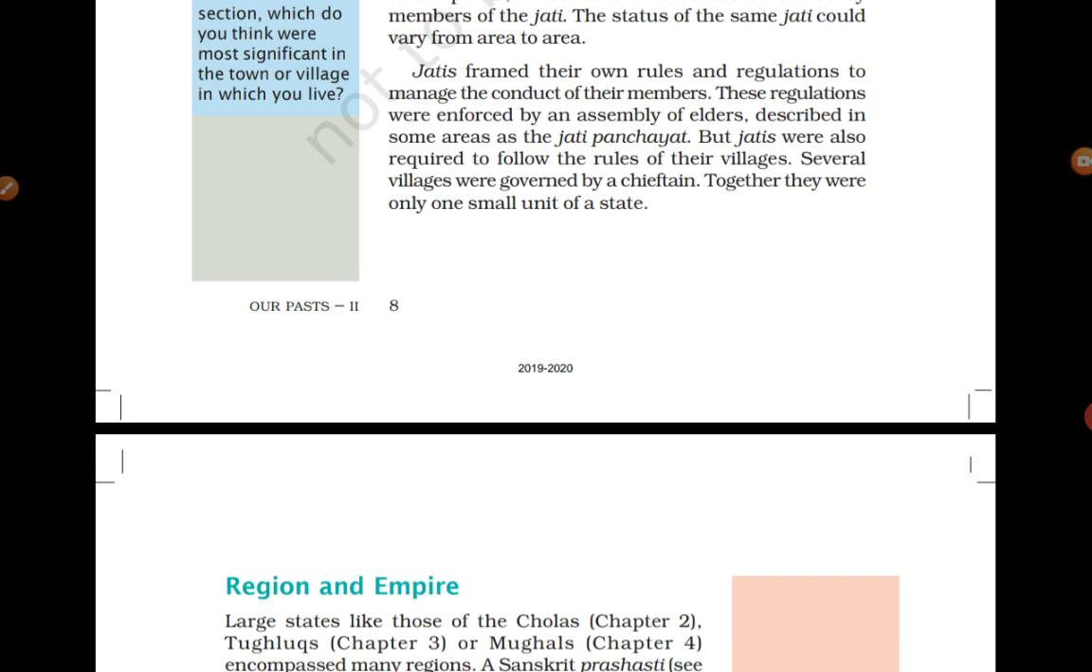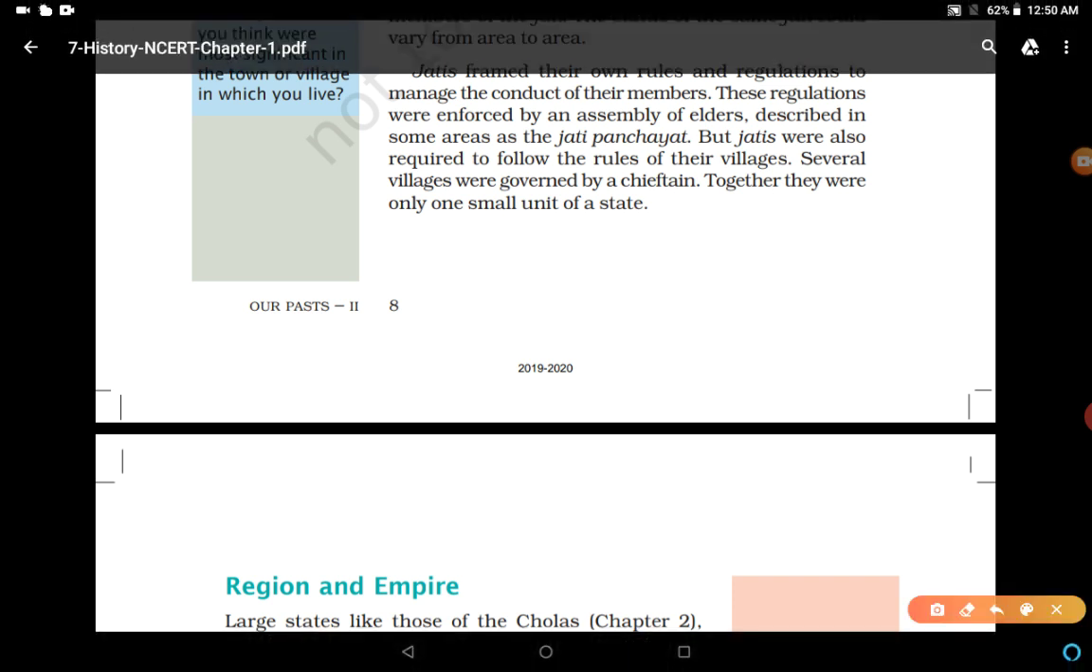So jatis framed their own rules and regulations to manage the conduct of their members. These regulations were enforced by an assembly of elders. This assembly of elders was known as the Jati Panchayat. But jatis were also required to follow the rules of the villages in which they lived. Several villages were governed by a chieftain, the Mukhya. Together they were only one small unit of the state.